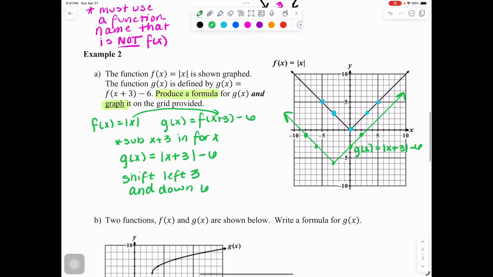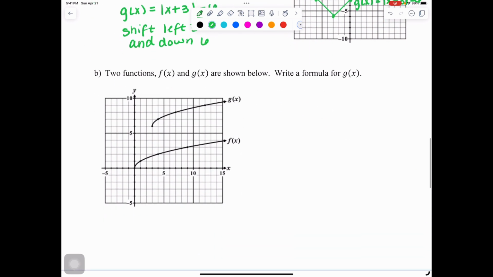So in this part A, we had to create the graph. In part B, the graphs are created for us. So it says two functions, f of x and g of x, are shown below. Write a formula for g of x. So f of x is already on the graph. I'm going to pick a critical point, 0, 0, and I want to see where that point has landed in the new function g of x, which is right here.